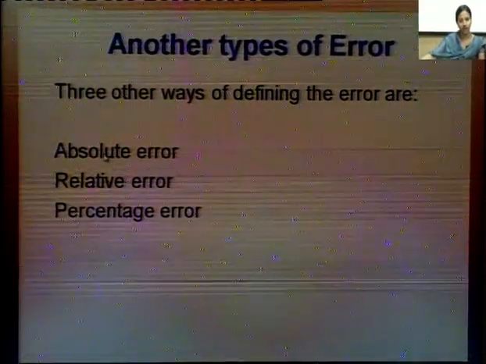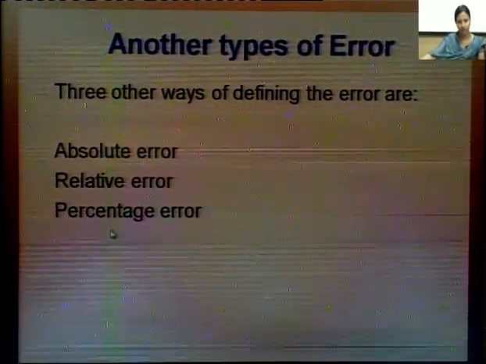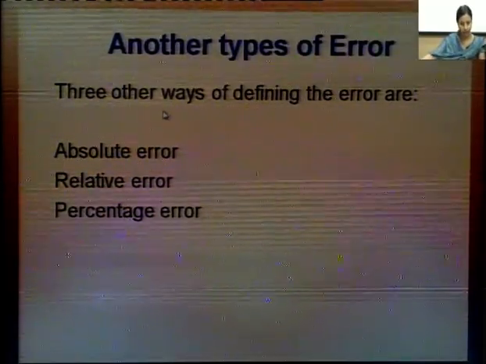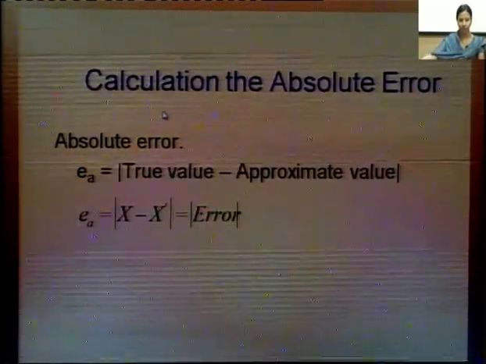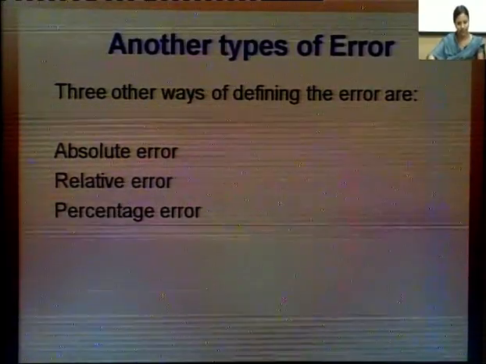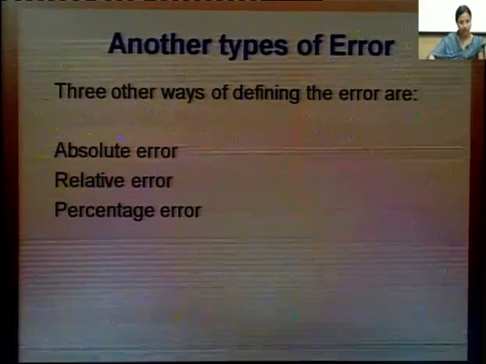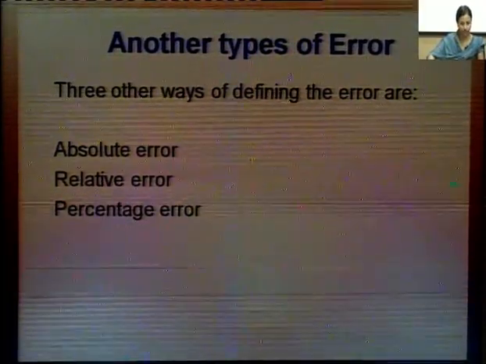Percentage error. Absolute, relative and percentage error. These three errors are used for calculation purposes, and these can be defined mathematically. This is a very important thing. Absolute error, relative error and percentage error can be defined mathematically.